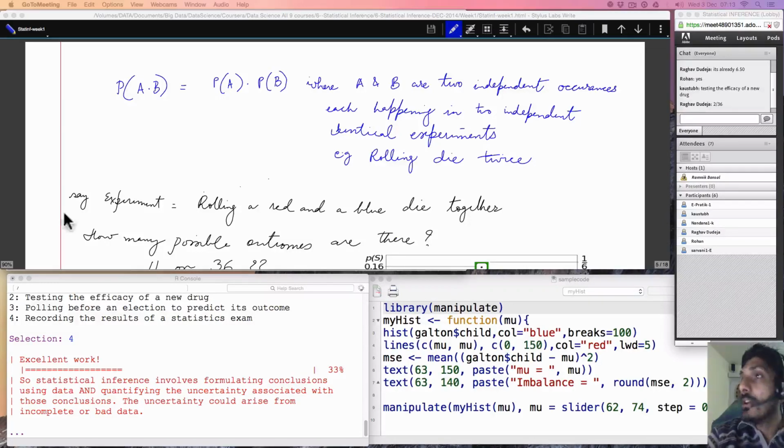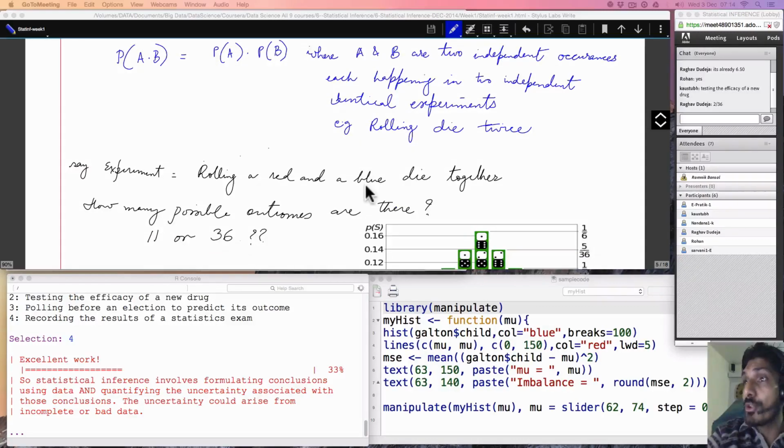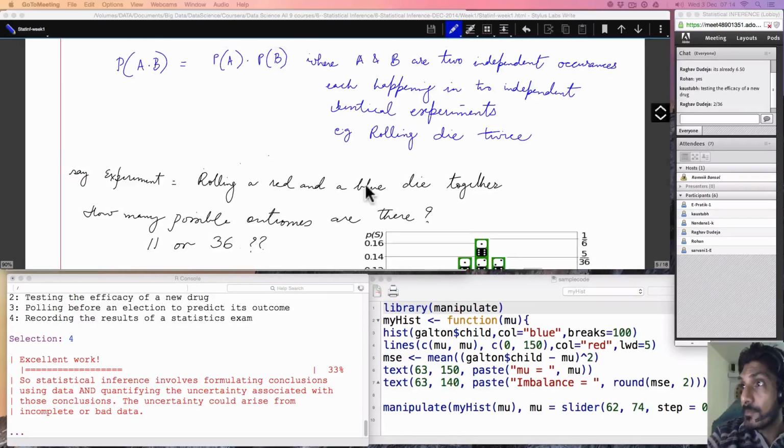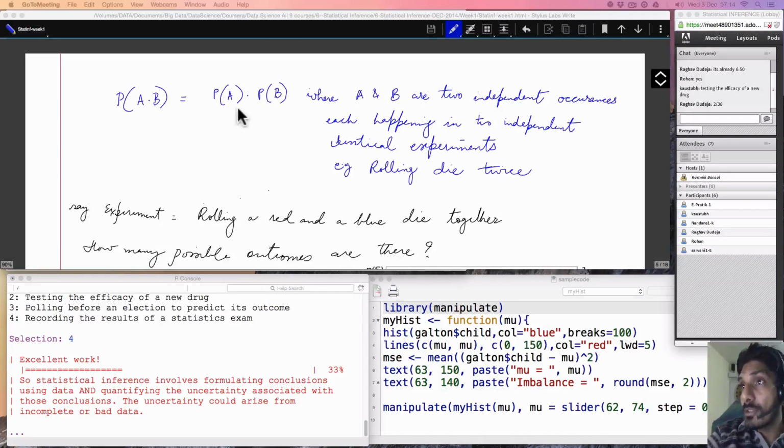So my experiment is rolling the die, and I'm repeating the experiment. First time I roll it, I get some value. Second time I roll it, I get some other value. Let's say I have a red die and a blue die, right? What is the probability that I'll get a 4 in both the cases, on both the dice?